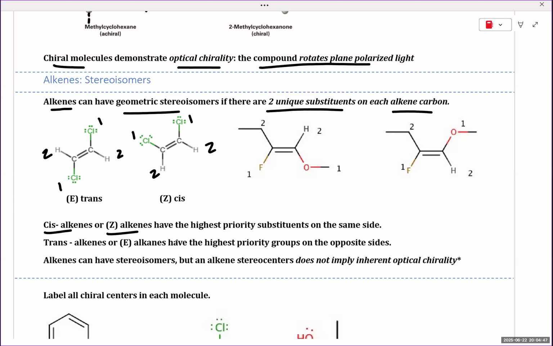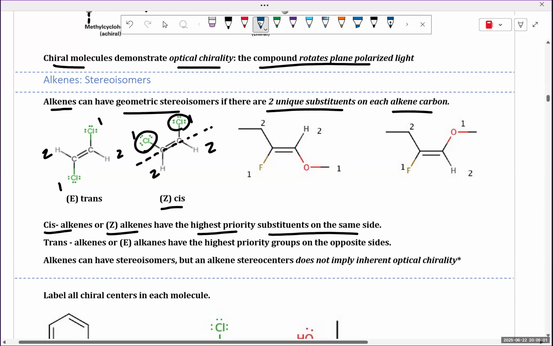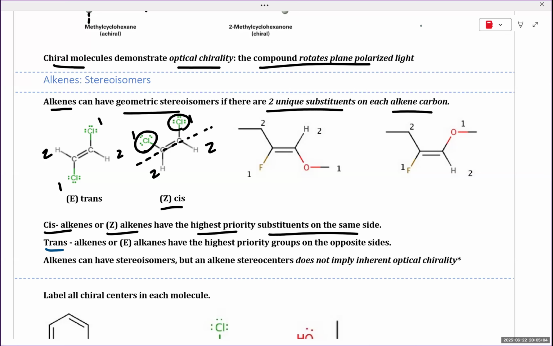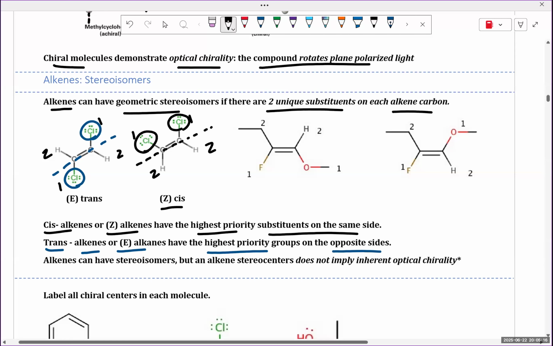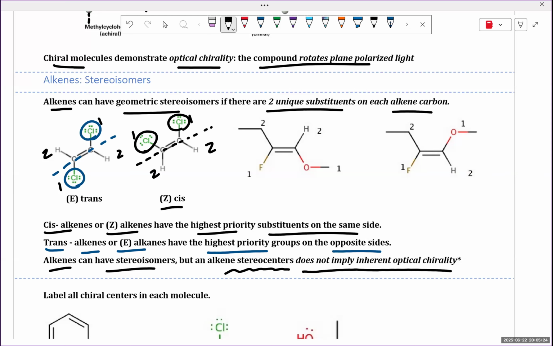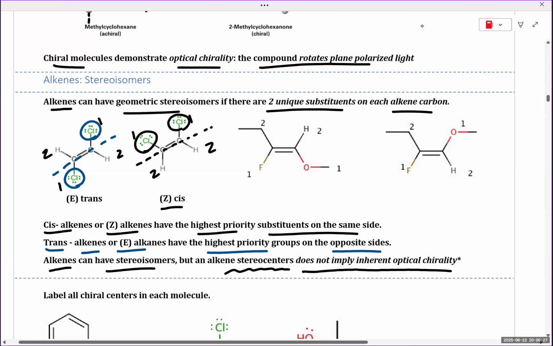Cis alkenes or Z alkenes have the highest priority substituents on the same side. So as you can see in the Z alkene, both the chlorine groups are on the same side. By comparison, trans alkenes or E alkenes have the highest priority groups on opposite sides. As you can see, these 2 chlorines are on the opposite side of the double bond. Alkenes can have stereoisomers, but an alkene stereocenter or alkene stereocenters does not imply optical chirality. This is going to be important later on.